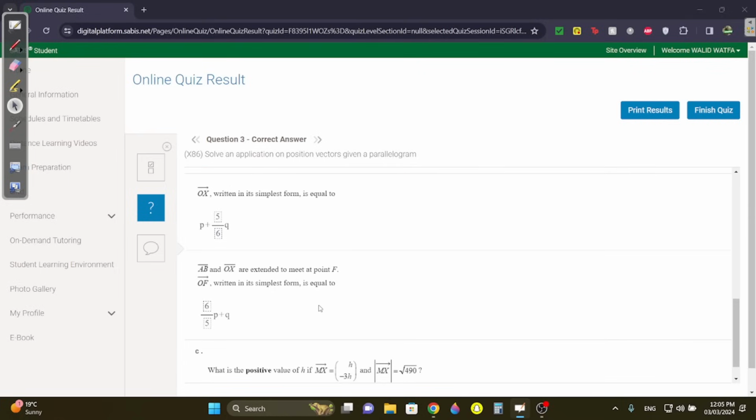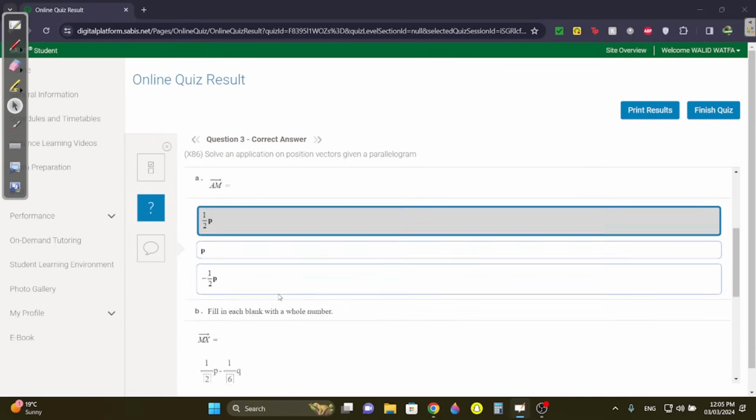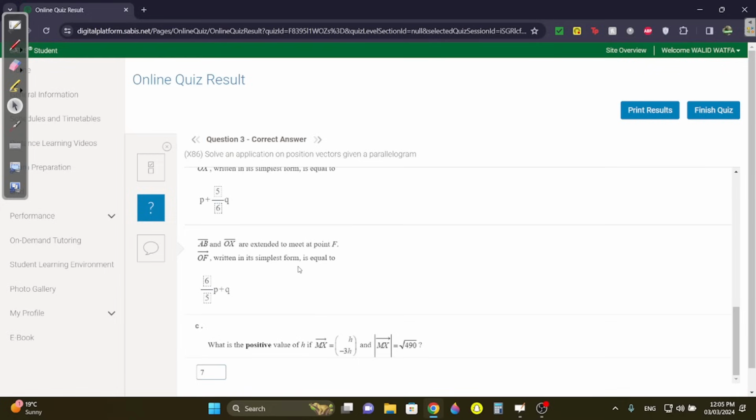AB and OX are extended to meet at point F. OF, written in its simplest form, is equal to what? Okay, I'm going to be honest with you. This one's a bit hard. But I'm going to explain it for the sake of those people who want to understand, and because it might be in the written.